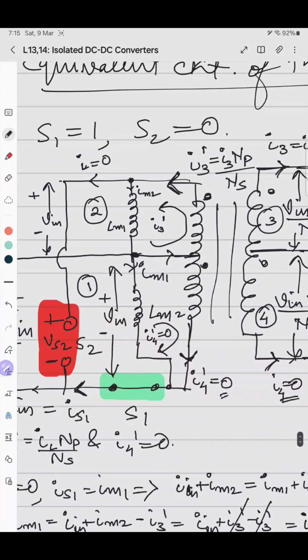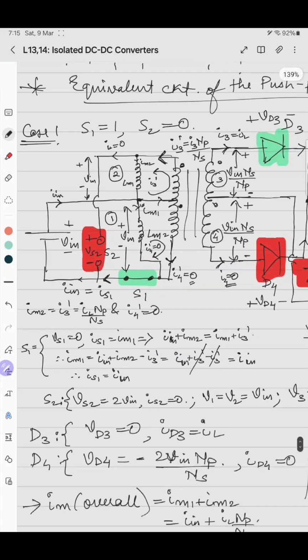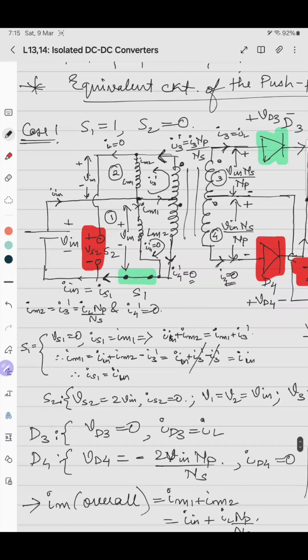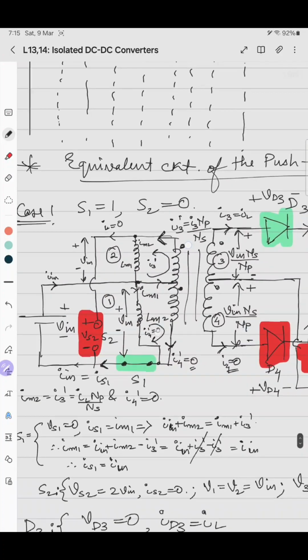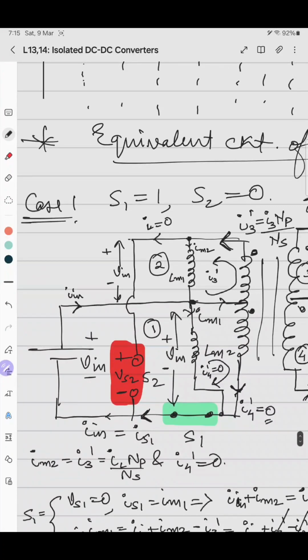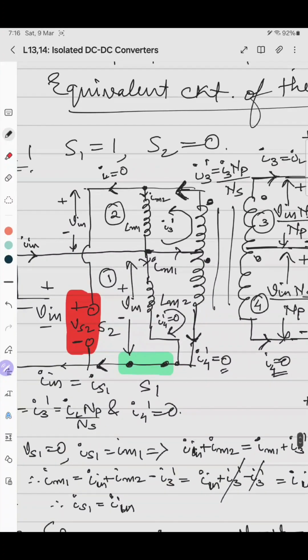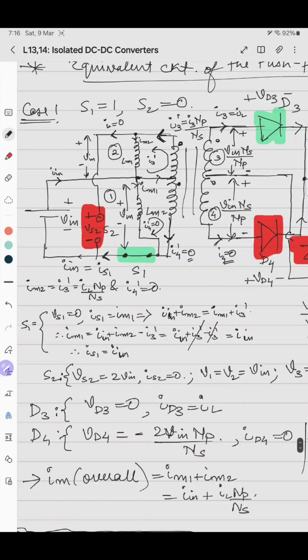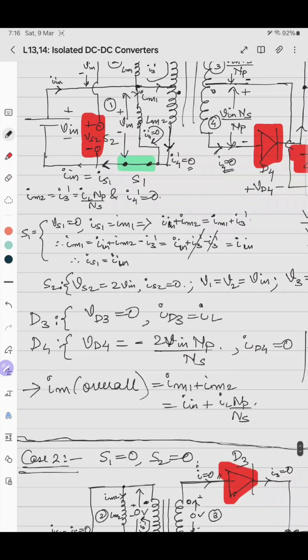And as I4 dash is 0, there is no contribution of I4 dash in LM1. So therefore, in this case, the current through the switch S1 is equal to the input current, and the current IM1 becomes Iin, because I4 dash is 0. Similarly, in the top primary winding, this current is 0. So whatever is the I3 dash current, that is only the IM2 current. So IM2 is I3 dash, that is I3 into NP by NS. So the overall magnetizing current IM is IM1 plus IM2, so it becomes Iin plus IL into NP by NS.